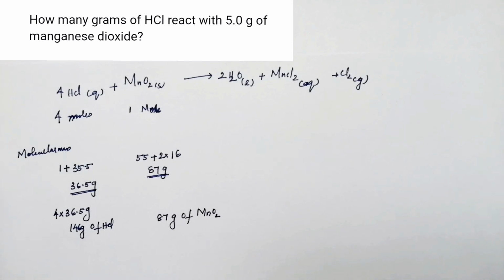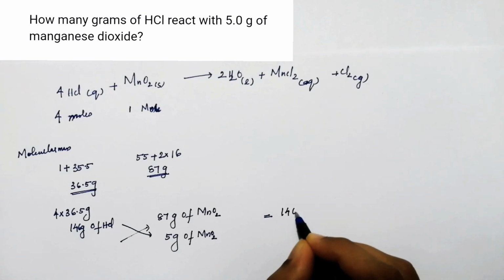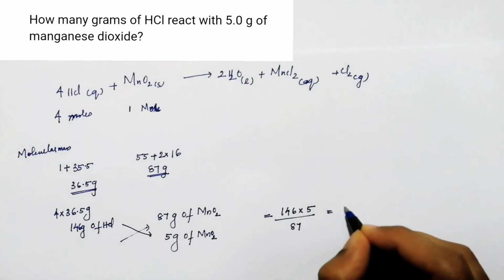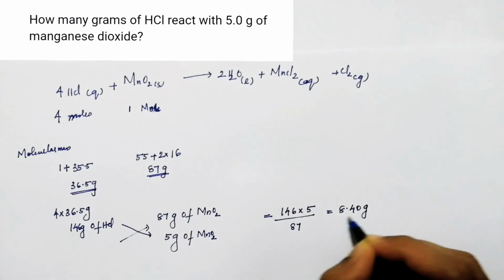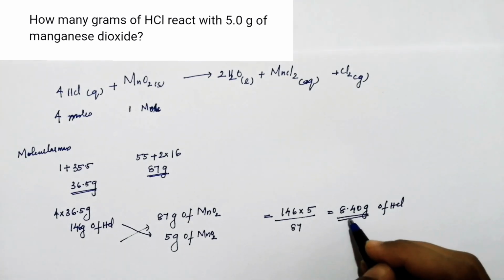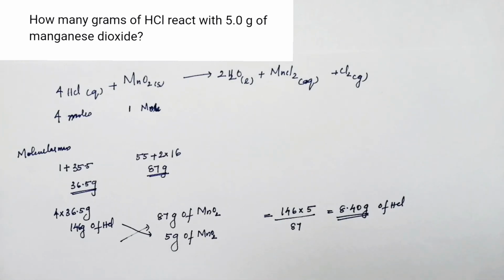Now in the question we are asked to calculate the amount of HCl that we require for 5 gram of MnO2. Now it's very easy. We know all we have to do is the cross multiplication. Upon cross multiplication we can say 146 into 5 divided by 87, and this gives us 8.40 gram of HCl. So we have calculated that 8.40 gram of HCl will react with 5 gram of MnO2.